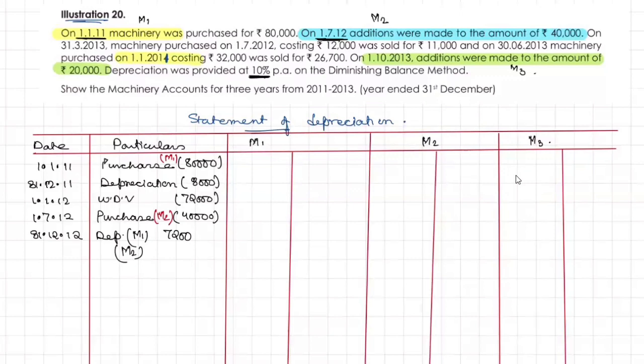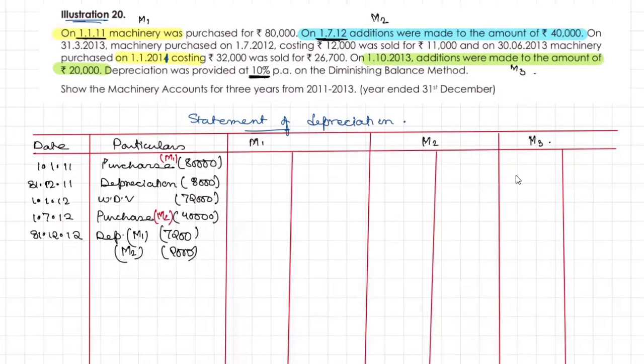July, August, September, October, November, December. Yes. Into 10%, 40,000 into 10%. So it will be 2,000. Okay. It will be 2,000. Okay.